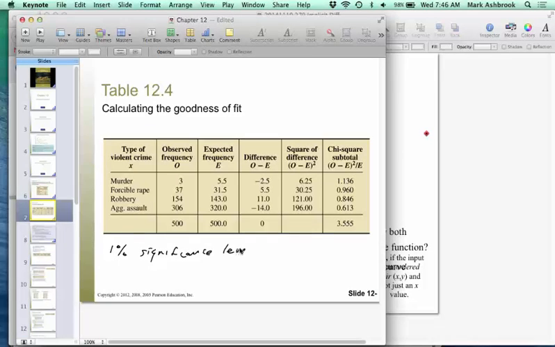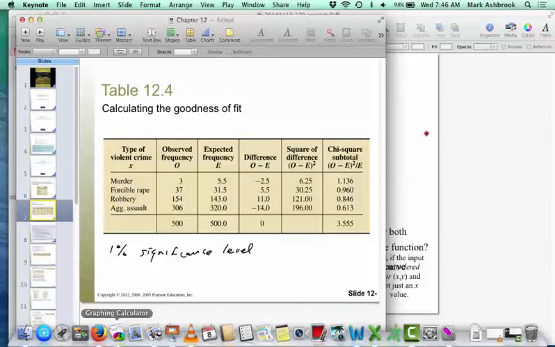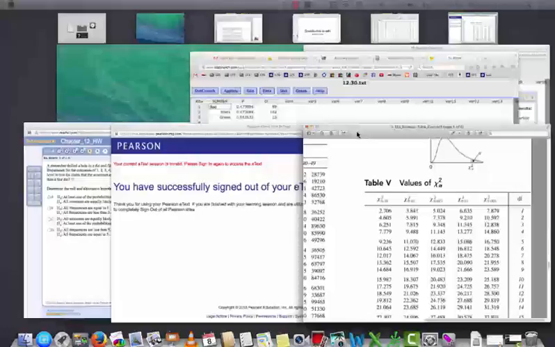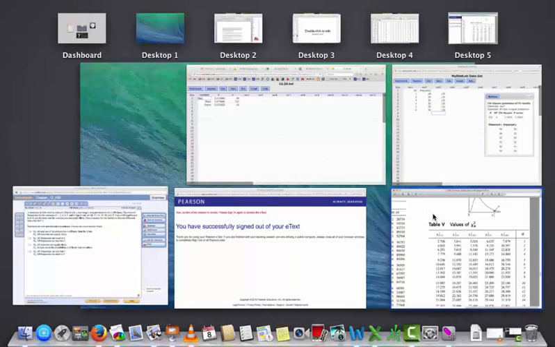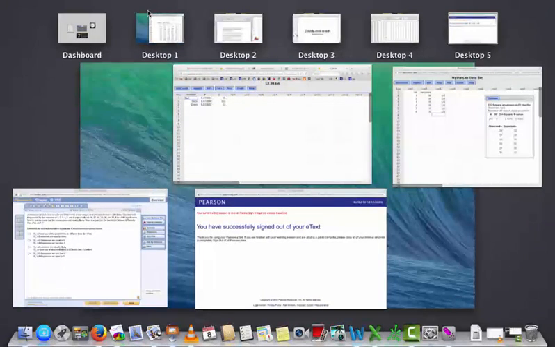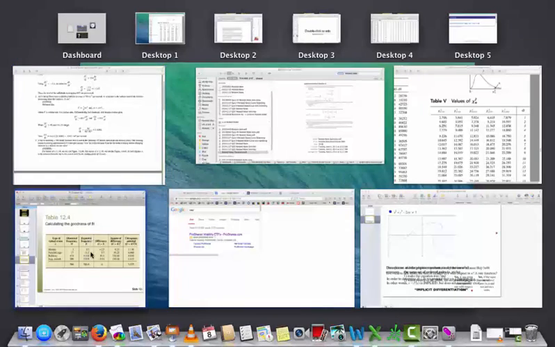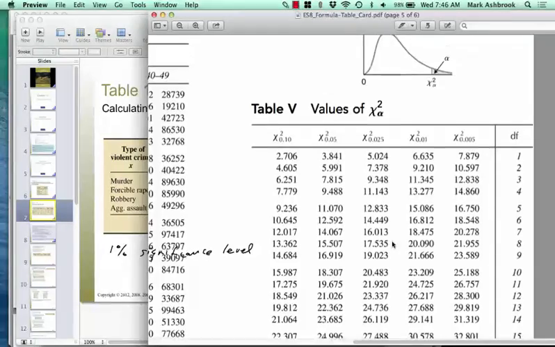So we need a new chart, and that's the chi-square distribution chart. Where is that? There it is. Okay, so here's chi-square.